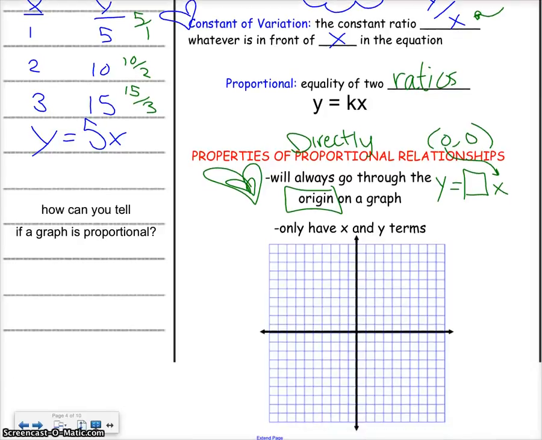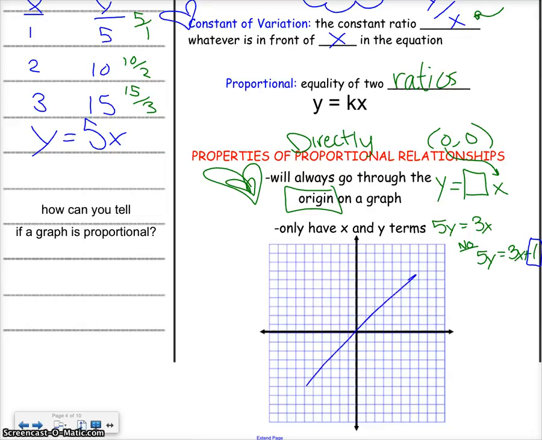The other thing is there's only x and y terms. For example, 5y equals 3x. That's directly proportional. I have y terms and x terms. I don't care that there's a 5 and a 3. It's sticking to the variable. A non-example would be 5y equals 3x plus 1. That's not right because this 1 made it not true. I have my y, I have my x, and then I have this 1. That's not direct.